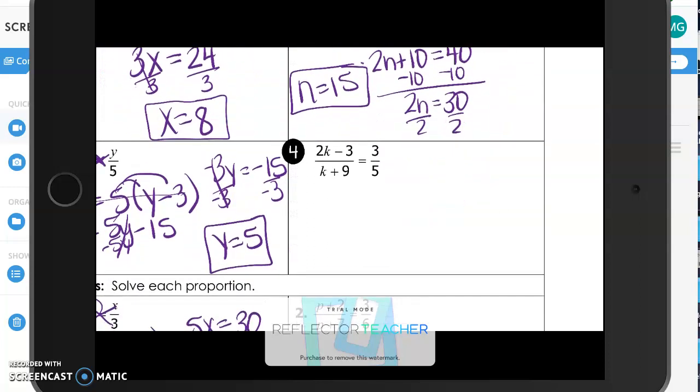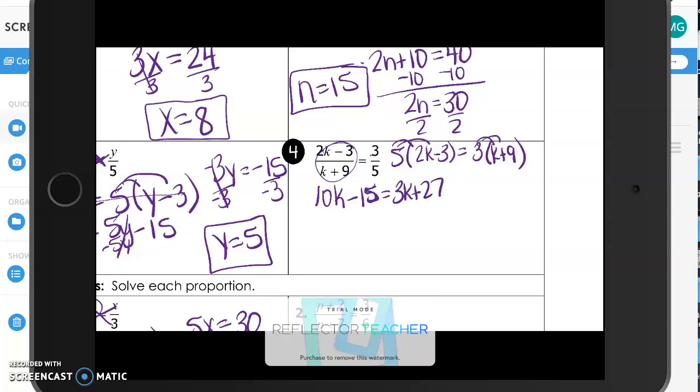So when you're doing number 4, if you want to write everything out, it'd be 5 parentheses 2k minus 3 equals 3 parentheses k plus 9. So this doesn't follow the order of A times B equals C times D. And that's okay. Since it's multiplication, you can put it in whatever order you want. When you have constants times a whole thing, you'll want to put your constants first to show that you would need to distribute. So when I distribute, I get 10k minus 15 equals 3k plus 27.